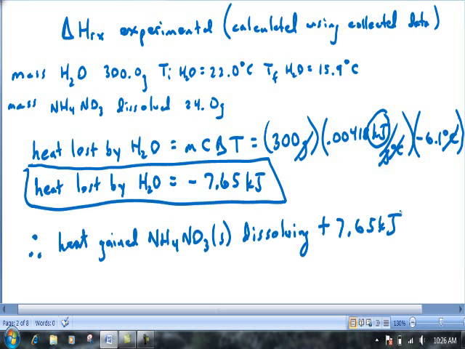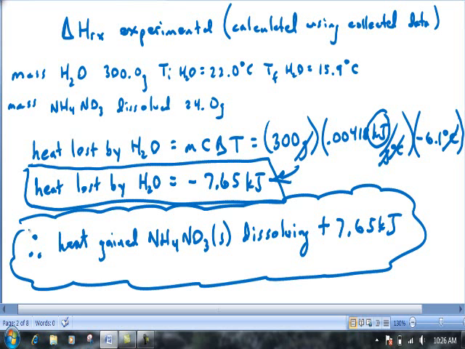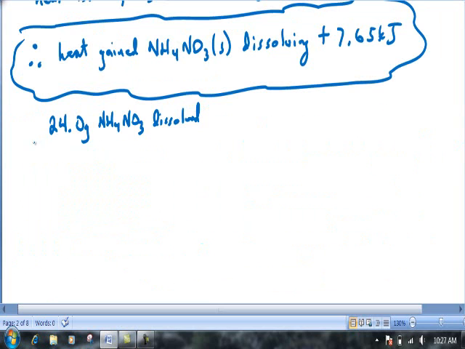Now, using the law of conservation of energy that says heat lost plus heat gained equals 0, if we know that the water lost 7.65 kilojoules of energy, therefore we can say the heat gained by the ammonium nitrate solid dissolving would be a positive 7.65 kilojoules of energy. From our data, we have that 24 grams of ammonium nitrate dissolved. That amount of grams took 7.65 kilojoules of energy from the water for the process of dissolving. That's why the temperature of the water went down, because the water was losing energy to the ammonium nitrate dissolving.